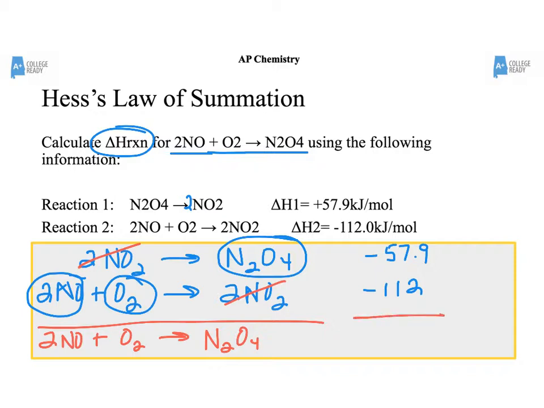And so all we're going to do is add up the enthalpy here. And so we're just going to add them together. And so we end up with negative 57.9 plus negative 112, which gives us negative 169.9. And the units, kilojoules per mole. And so we just add the enthalpies together, and that gives us the enthalpy of the overall reaction.